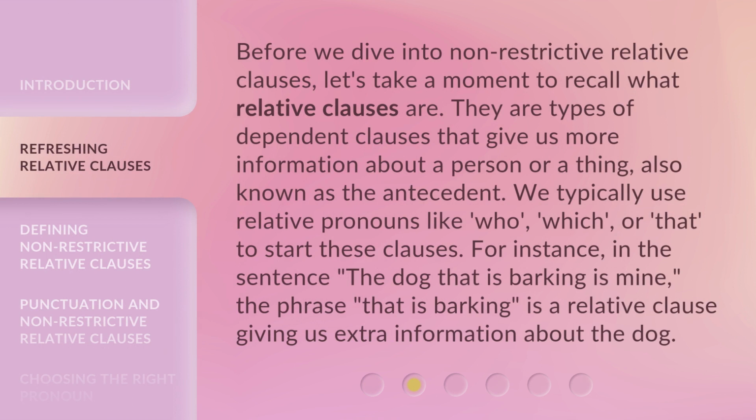Before we dive into non-restrictive relative clauses, let's take a moment to recall what relative clauses are. They are types of dependent clauses that give us more information about a person or a thing, also known as the antecedent. We typically use relative pronouns like who, which, or that to start these clauses. For instance, in the sentence, "The dog that is barking is mine," the phrase, "that is barking," is a relative clause giving us extra information about the dog.